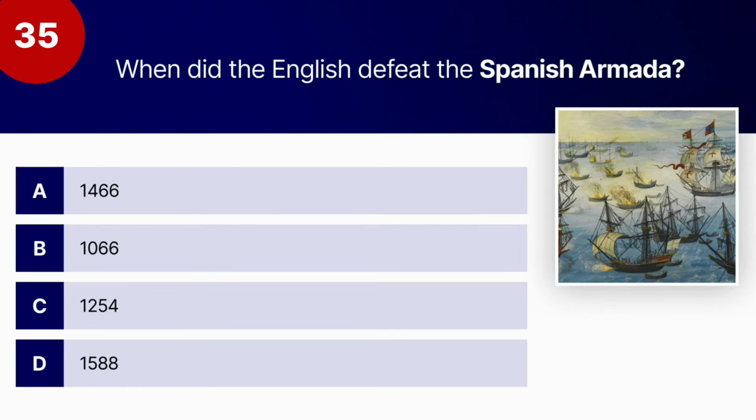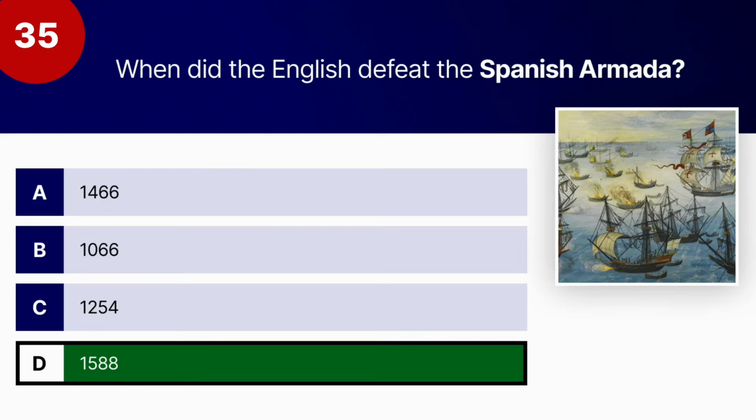When did the English defeat the Spanish Armada? 1466, 1066, 1254, or 1588? The answer is D. 1588.